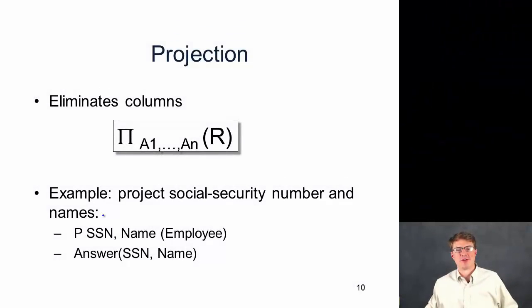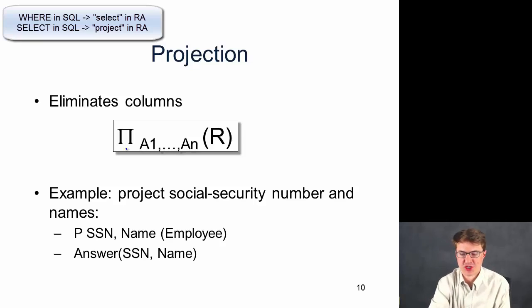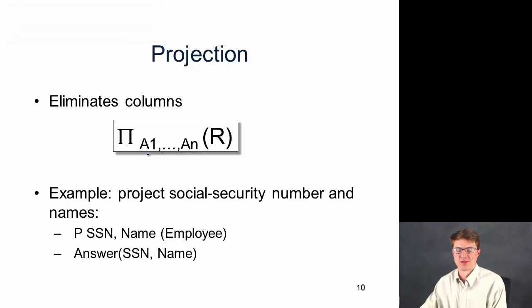A project operator eliminates columns, and this is another one where you have to be careful about set versus bag. So when you see a projection in set semantics, you're going to remove all columns that aren't explicitly listed, but you're also going to remove all duplicates that might remain.